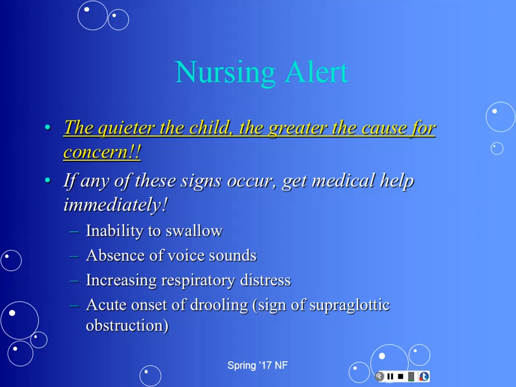Okay. If you have raised the head of the bed and not intervened, and this kid was audibly wheezing and stridorous when you left the room, and then all of a sudden you don't hear them and you walk in and they can't make vocal sounds, they don't have an airway, that's a problem. So if any of these other signs occur, you want to make sure you have help immediately. If they're unable to swallow, if you notice an acute onset of drooling, that means they may have a supraglottic or epiglottic obstruction, so they cannot swallow. If they're unable to talk to you, or if you're noticing further increasing respiratory distress.